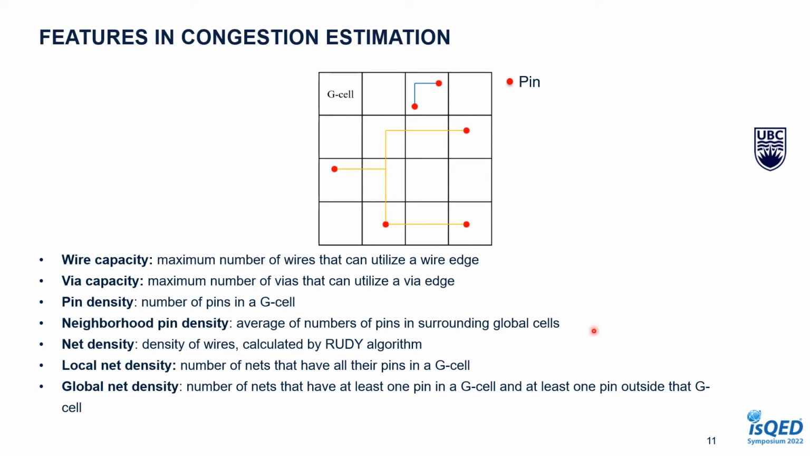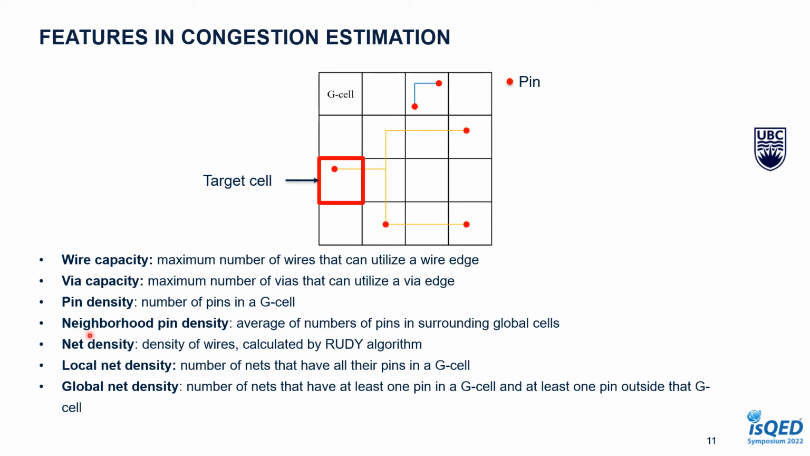And we also need to do a feature extraction based on the graph. So we have 7 features in total. The first two are wire capacity and via capacity, which were introduced in my previous slide. And we also have pin density, which is the number of pins in a G cell. For example, the pin density of this cell is 1 because there's only one pin in this G cell.